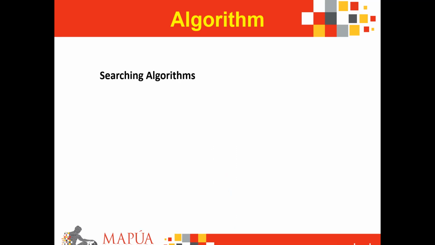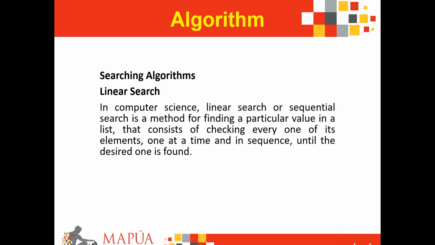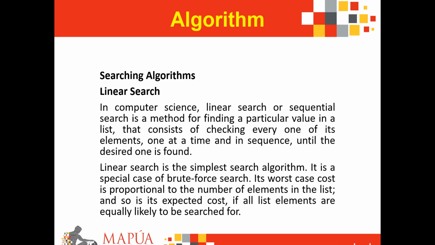Searching algorithms. There are several searching algorithms that are seen in the book. However, here I only included the linear search, which is a very common searching algorithm, which is referred to as the sequential search algorithm. This is a method for finding a particular value in the list that consists of checking every element in your list one at a time in sequence until the sought value or the desired value is found. The linear search is basically the simplest searching algorithm and often referred to as the brute force searching algorithm.